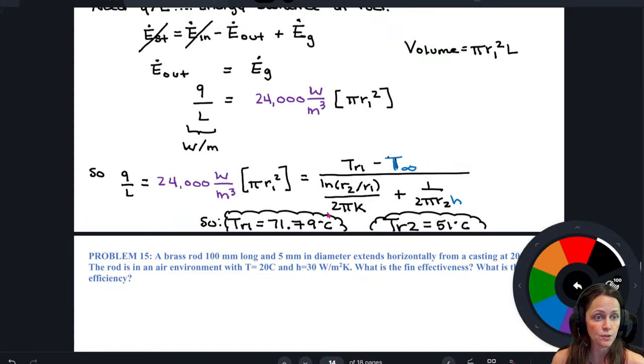And tomorrow we'll finish up. We'll get T as a function of R. And then we'll move on to fins, okay?